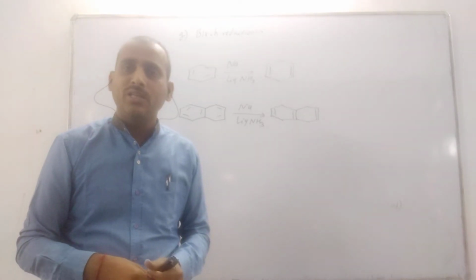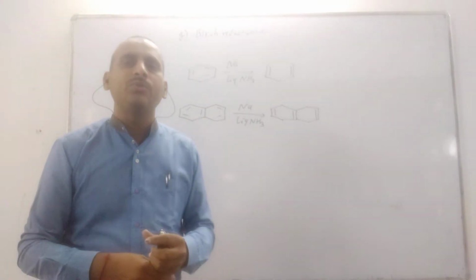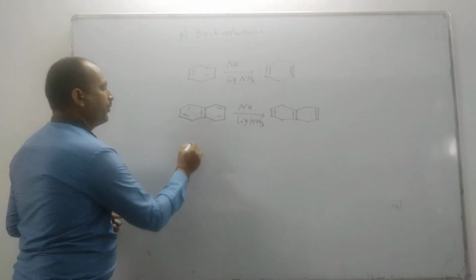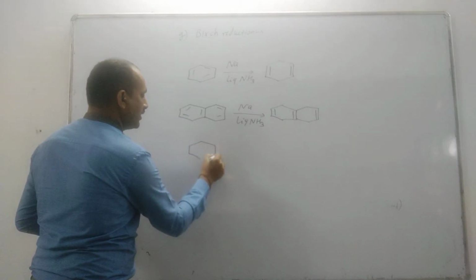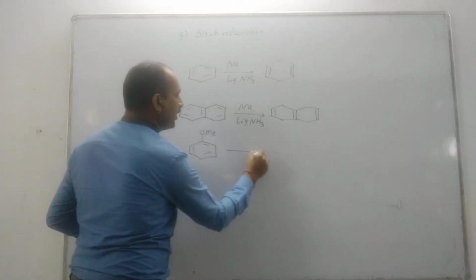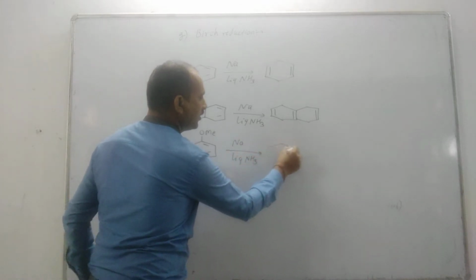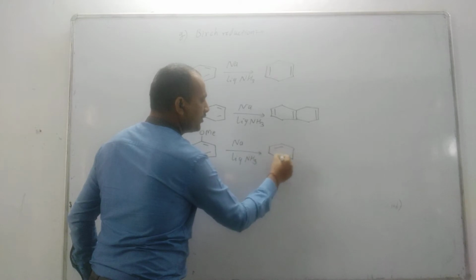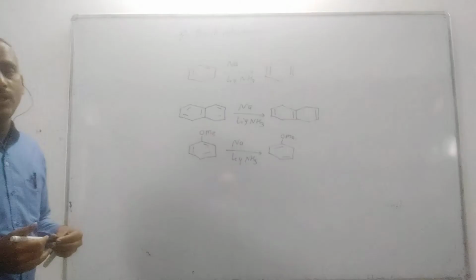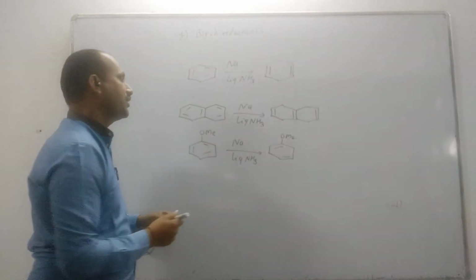is present on the benzene ring, then it gives the product in which the electron withdrawing group is present on the saturated carbon. So let's see the reaction of methoxybenzene, that is anisole, on Birch reduction, sodium in liquid ammonia. It gives the 1,4 reduced product. So this product is obtained by using sodium in liquid ammonia. This reaction is called the Birch reduction reaction.